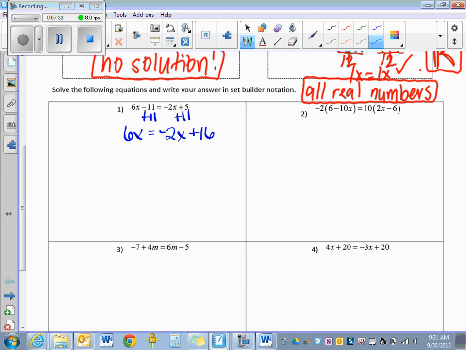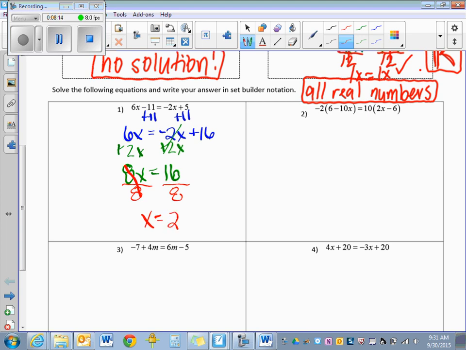Now we want to get our x's together. How are we going to do that? Adriana, do you have an idea? Very good. Add the 2x, and we have to add it because it's a negative here. So then we get 8x equals 16. This cancels out. And then what's our last step here? Divide by 8. So we get x equals 2.